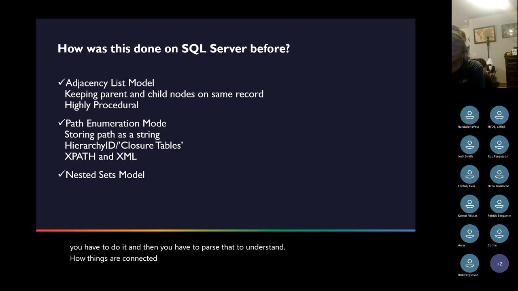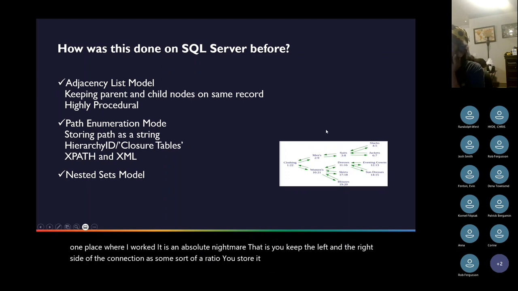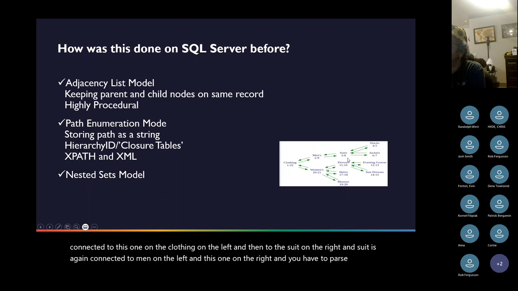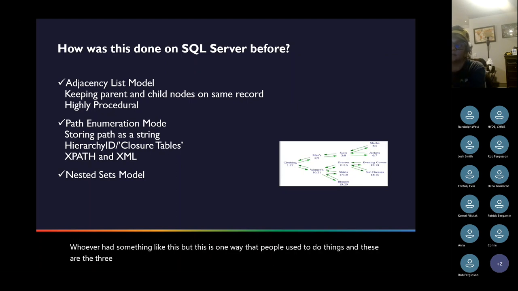The next one is the nested sets model. I have encountered this at one place where I worked. It is an absolute nightmare. You keep the left and the right side of the connection as some sort of a ratio. You store it like this: men is connected to this one on the left, and then to the suit on the right, and suit is again connected to men on the left and this one on the right, and you have to parse these numbers to get the path. It is an absolute querying nightmare if you ever had something like this. But this is one way that people used to do things, and these are the three ways that we adopted before we had graph data implementations to query and keep our graph data going.